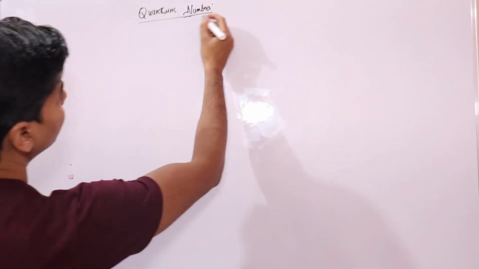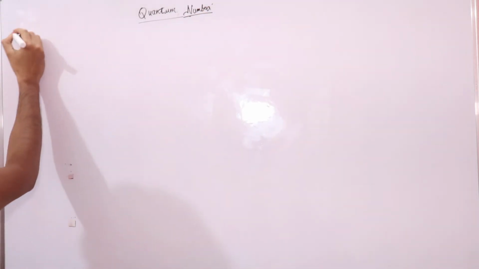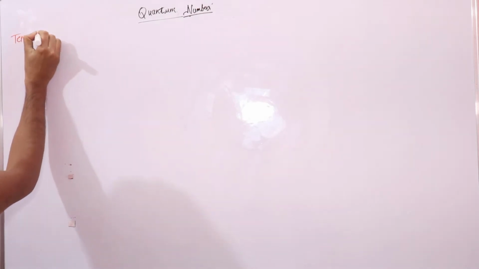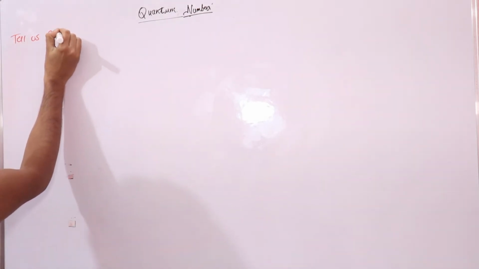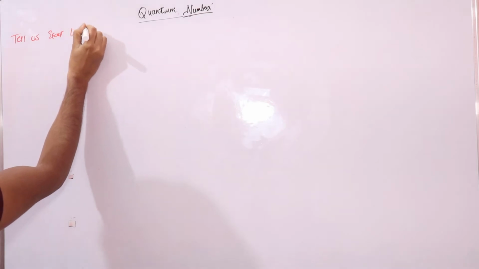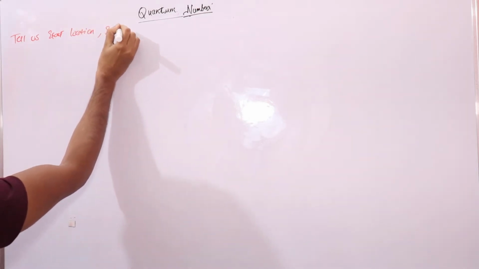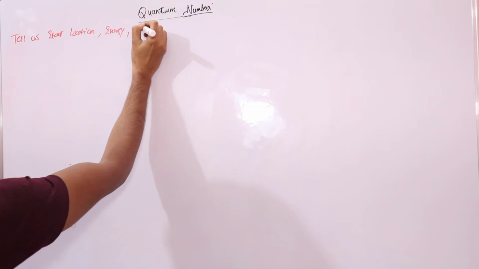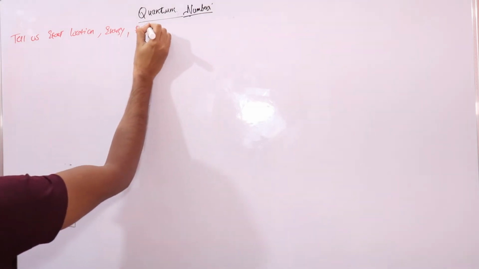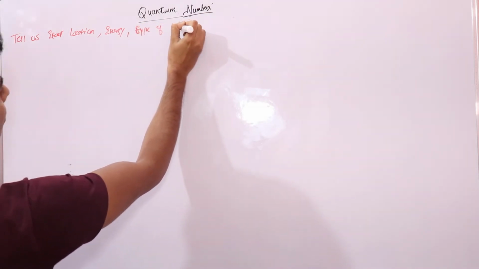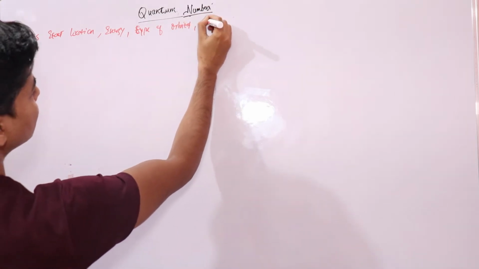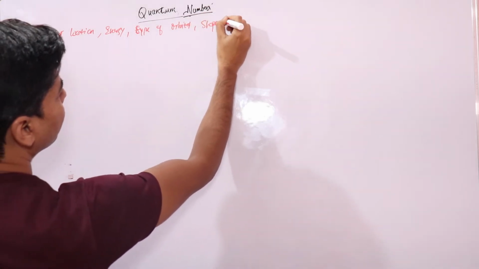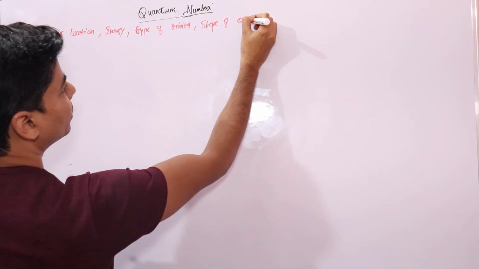So in short, these quantum numbers will tell us the exact location, energy, type of orbital, and shape and orientation of an orbital.